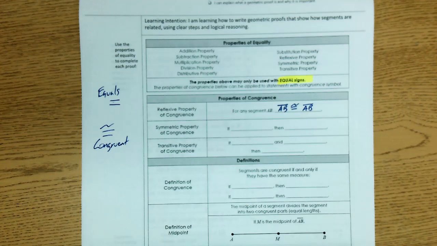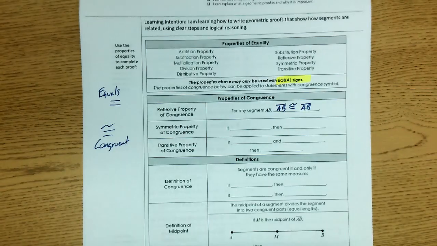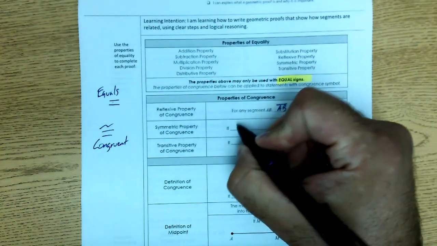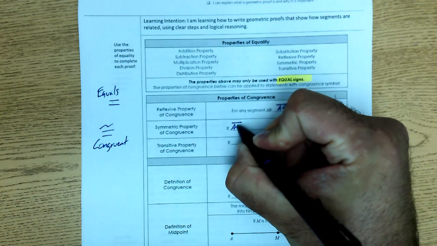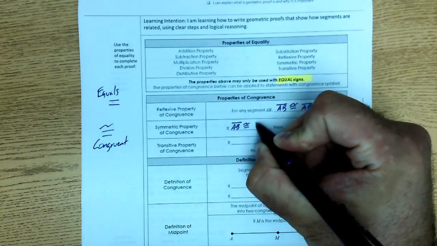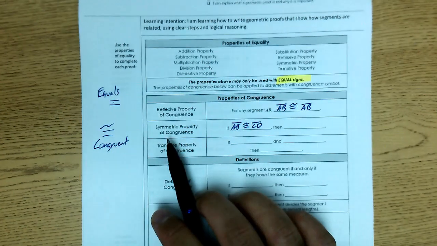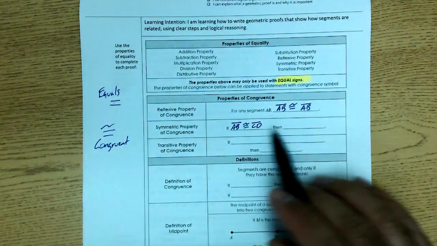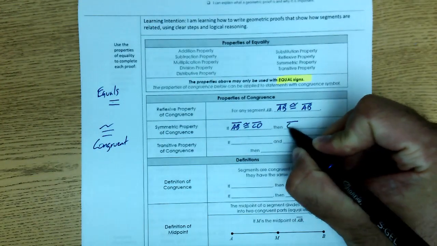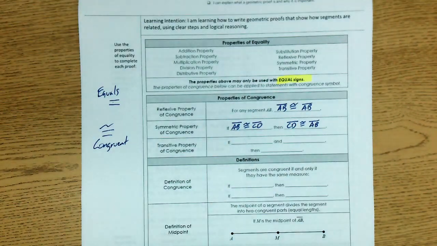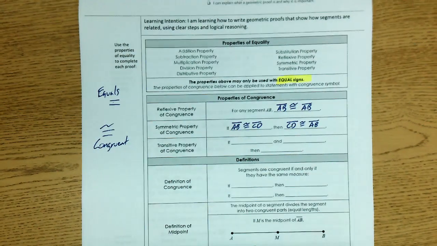All right. Symmetric is the one that flips. So this time, I'm going to say 2 different line segments. If segment AB is congruent to segment CD, by the symmetric property, we are able to flip this and simply say that segment CD is congruent to segment AB. Again, I know that doesn't seem like it's a big deal, but you're going to run into proofs where you're going to need that.